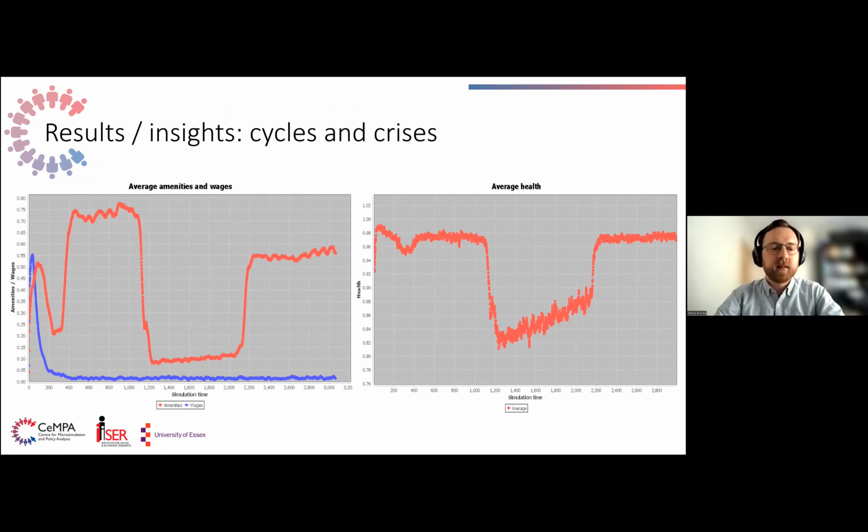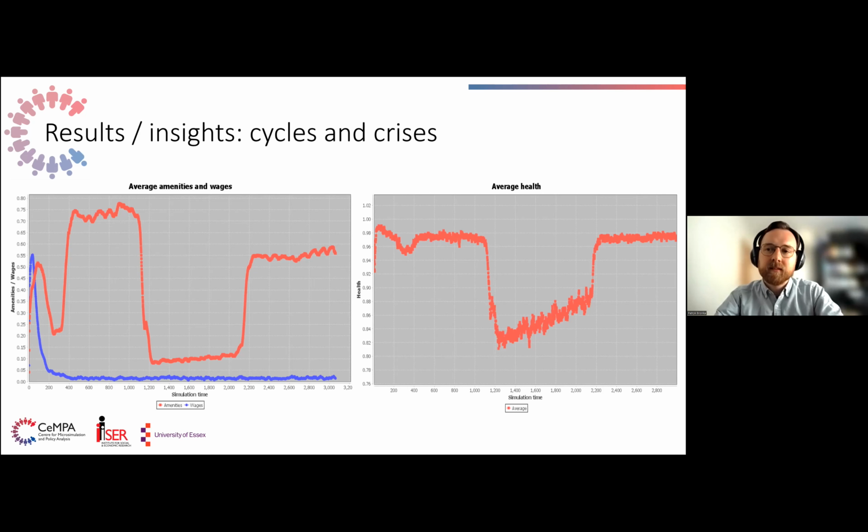So that concludes the description of the model. And now in terms of the results that we see, the most interesting one is that we observe cycles being generated by this model. So on the left-hand side of this slide, you can see the evolution of the level of amenities and wages in the model over time. And you can see that the red line is amenities, and there is a cycle of an increase in the average level of amenities, kind of a boom, followed by a crash in amenities, and the cycle repeats.